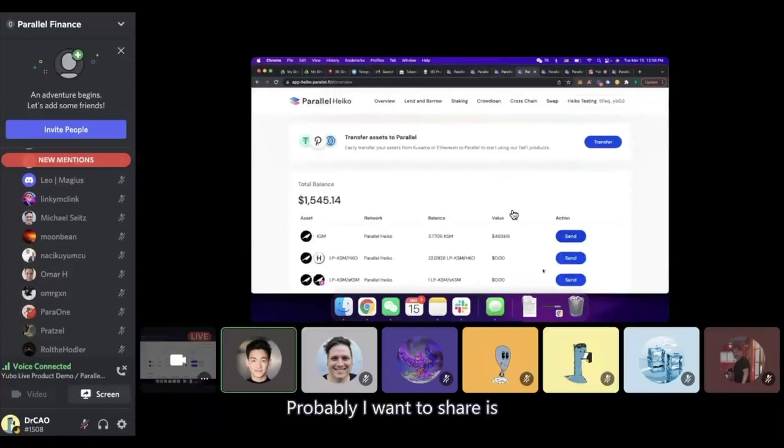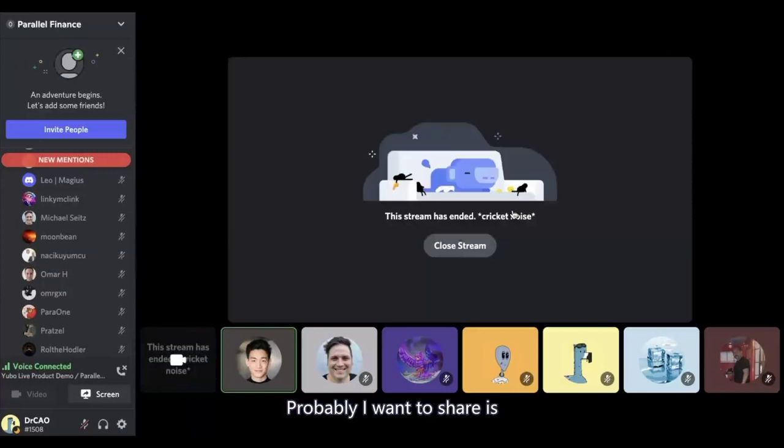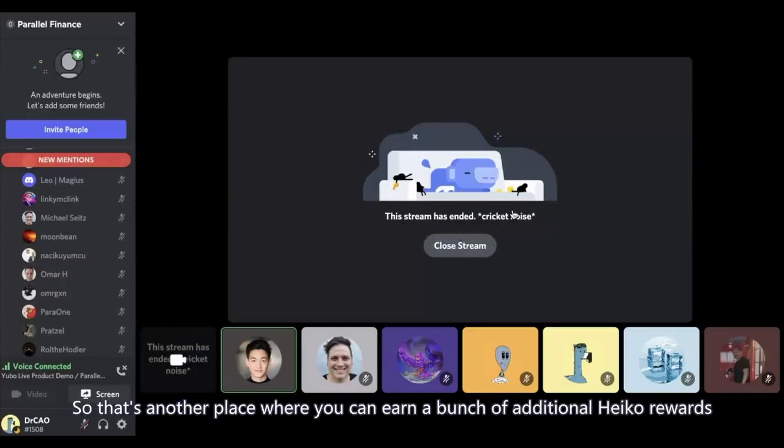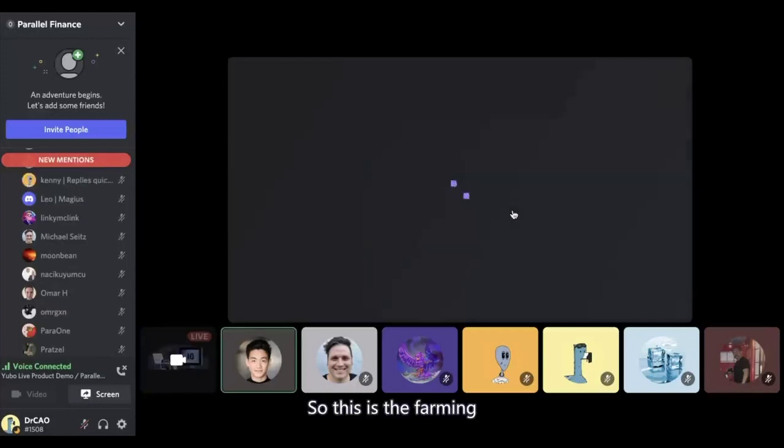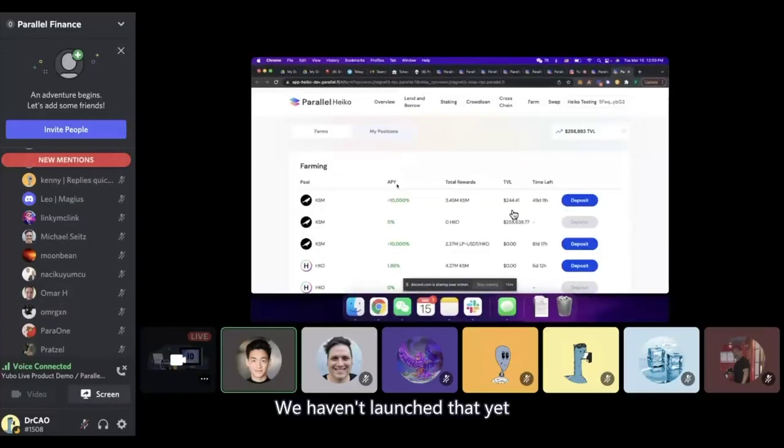One more thing I probably want to share is, give me 1 sec to load up the farming pallets. So that's another place where you can earn a bunch of additional Heiko rewards. Okay, let me share screen again. So this is the farming. We haven't launched that yet, but I think today or tomorrow we'll launch it.